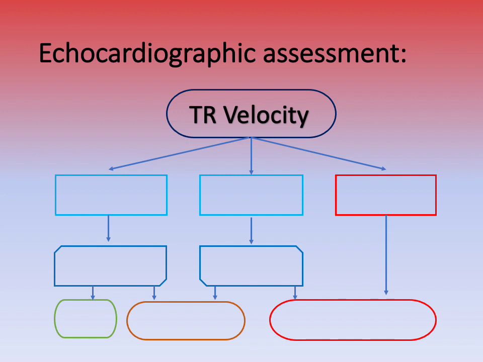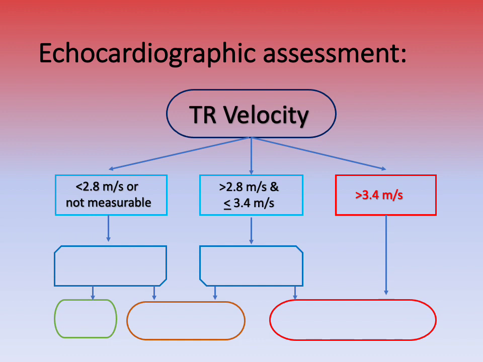Hence, additional echo variables are used to define echo probability of pulmonary hypertension, which are then determined as low, intermediate, and high probability. Tricuspid regurgitation velocity can be grouped into 3. The first one is when tricuspid regurgitation velocity is less than 2.8 or not measurable. Second, tricuspid regurgitation velocity more than 2.8 but less than 3.4. Third, tricuspid regurgitation velocity more than 3.4.